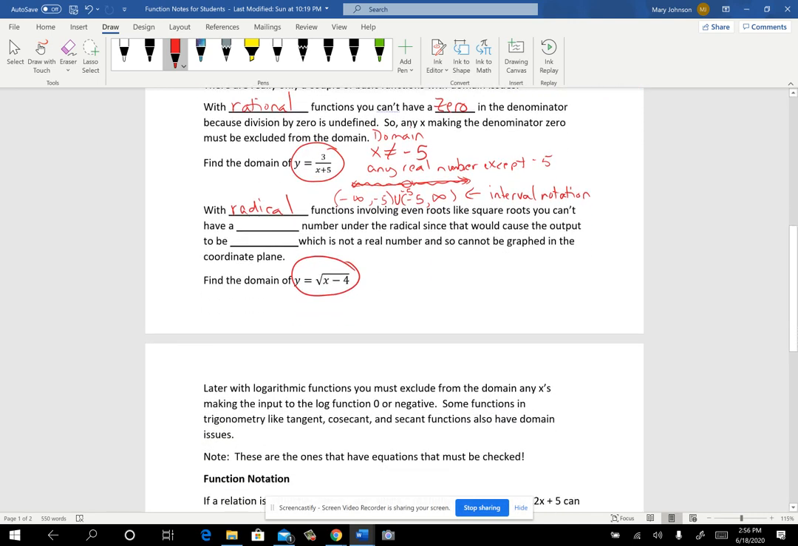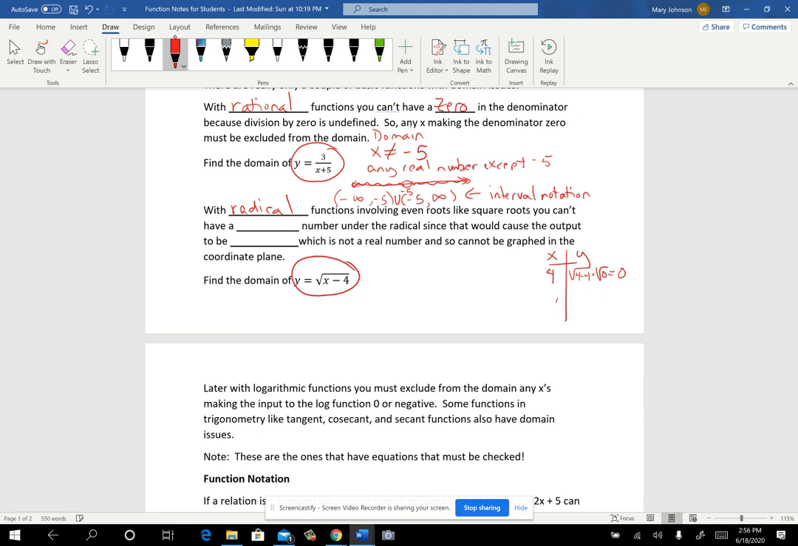All right. Now, radical functions have a different issue. Okay, you can imagine on this one. Let's think about some ordered pairs on this. If I were to plug in 4, I would get the square root of 4 minus 4, square root of 0, which equals 0. It works. It's perfectly fine to do that.